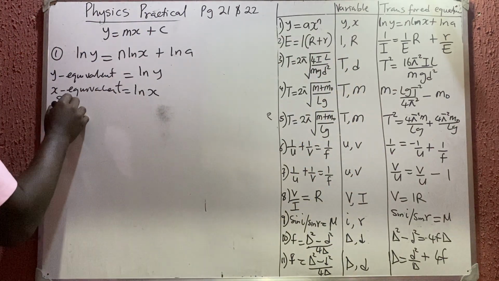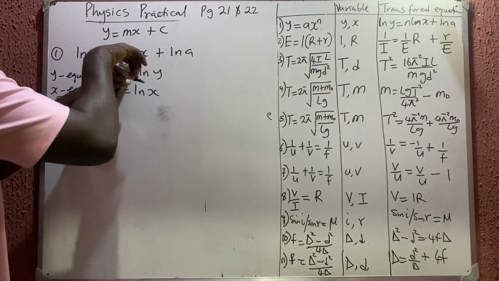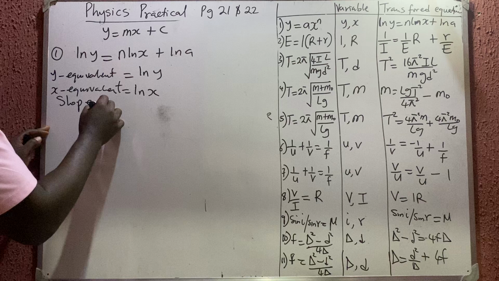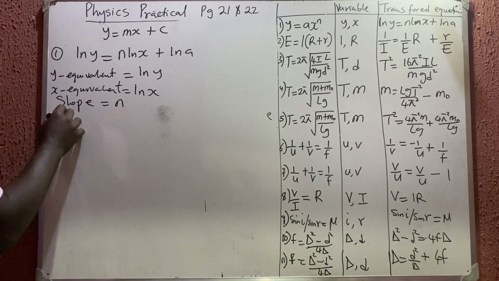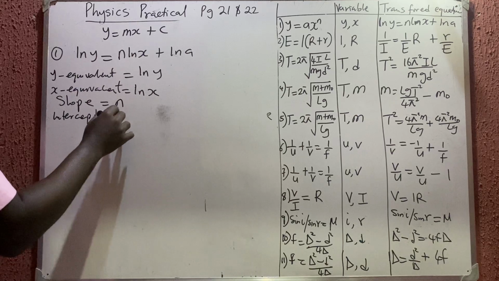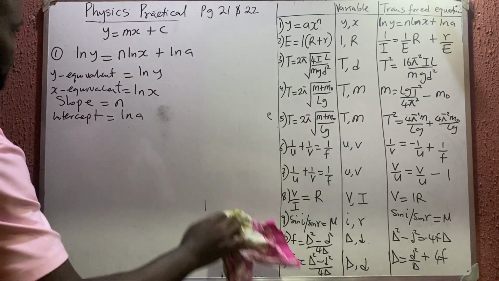So we will now see obviously that our slope is the coefficient of that x equivalent, and the coefficient of the x equivalent is equal to n. Then the intercept is the one standing alone, so the intercept is equal to ln a. That is for number one. Now let's move to number two.